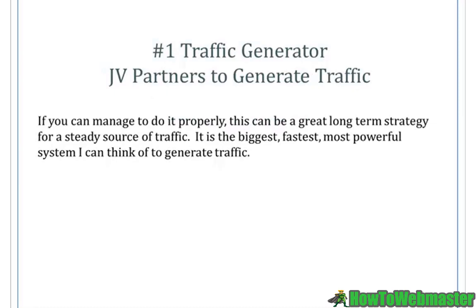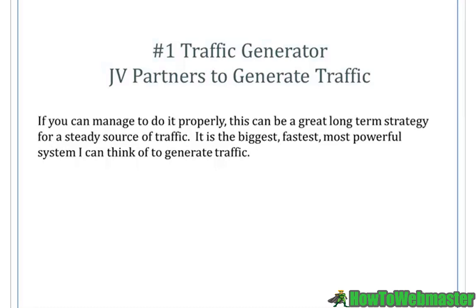All right, let's get in some traffic. Number one traffic generator: JV partners to generate traffic. And when you saw the picture at the beginning, it showed a large amount of traffic. We're talking about that rush hour traffic. This is probably one of the best ways to get that rush hour traffic coming in. If you can manage to do it properly, this can be a strong long-term strategy for a steady source of traffic. And it's the biggest, fastest, most powerful system that I can think of to generate traffic.